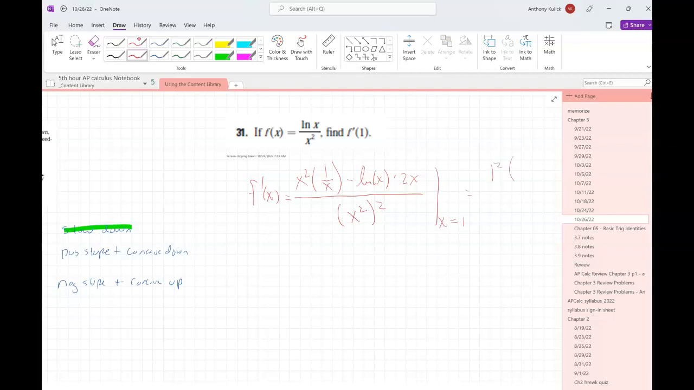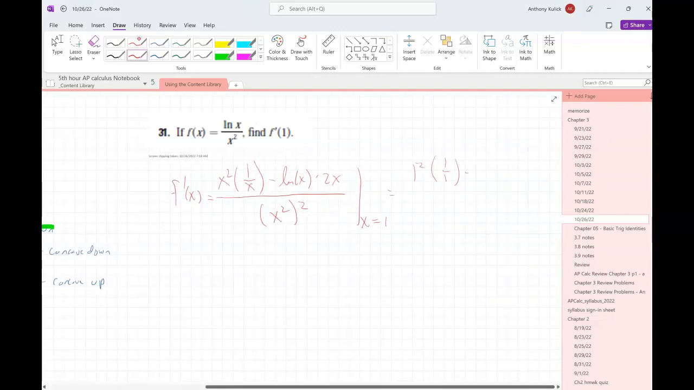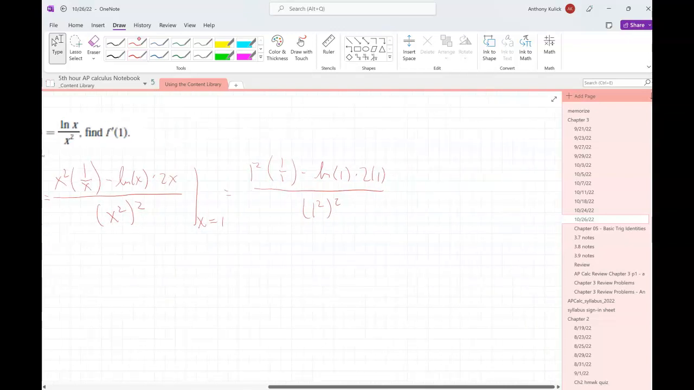So I have 1 squared times 1 over 1 minus natural log of 1 times 2 times 1 all over 1 squared squared. So that's just going to be 1. Natural log of 1 is? That's one you should know in your head. It's 0, right? Anything to the 0 power is 1. So that just comes out to be 1. Oh, okay. Thanks. Yeah, no problem.